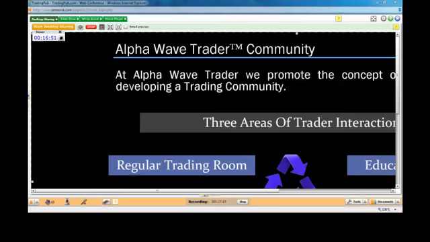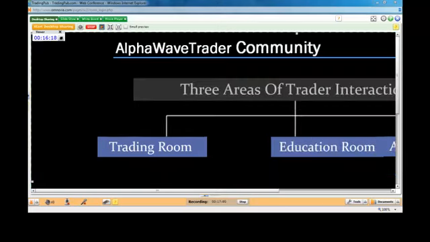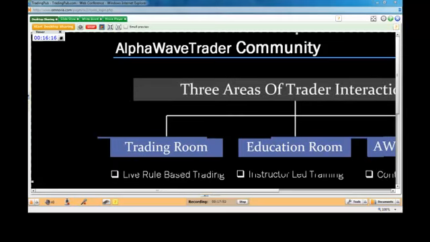So therefore, in our community, we have 3 areas of interaction. We have regular trading room. We have education room. In our trading room, I demonstrate the power of the method on NASDAQ, Russell, and oil. If you would like to learn the power of the method, you may want to join education room, where education doesn't end. If you decide to join continuous education program, we continue trading the method and continue learning the price.